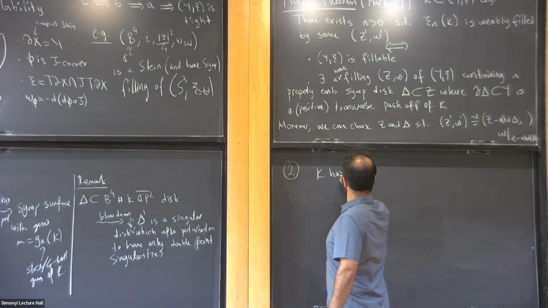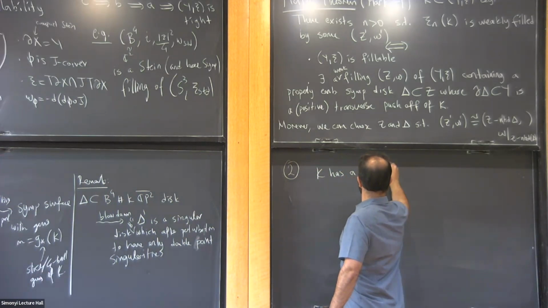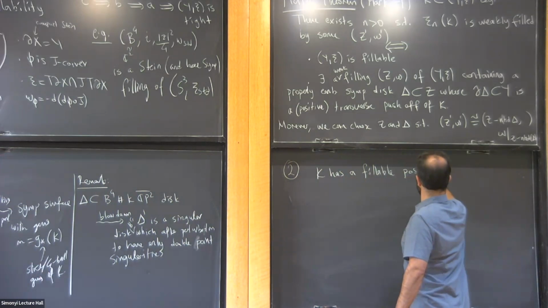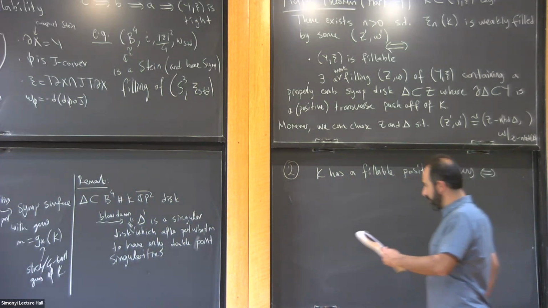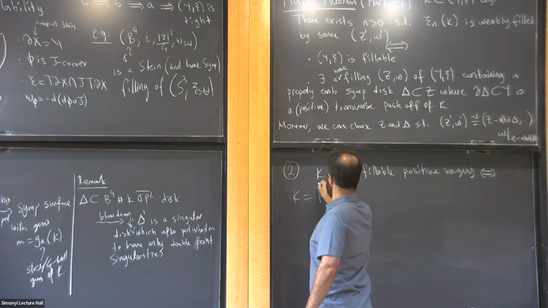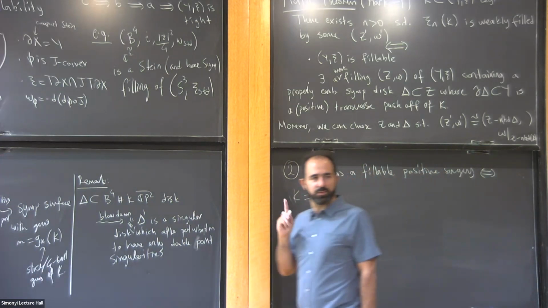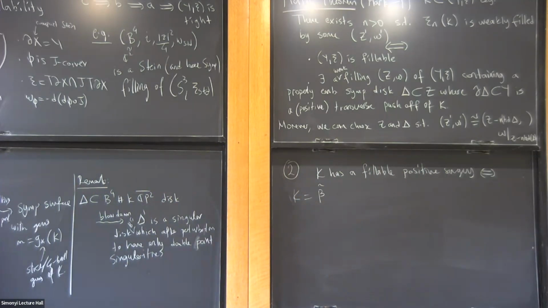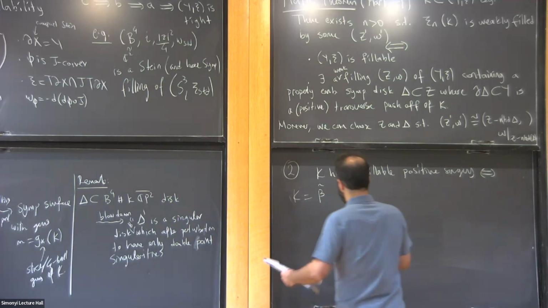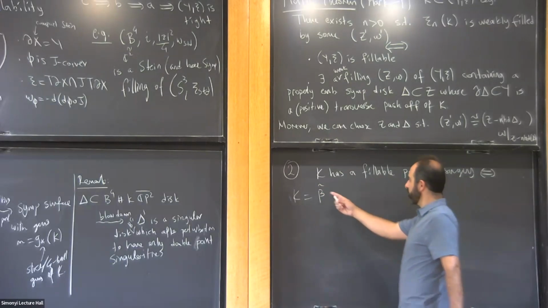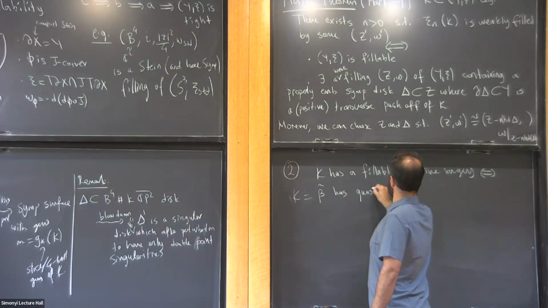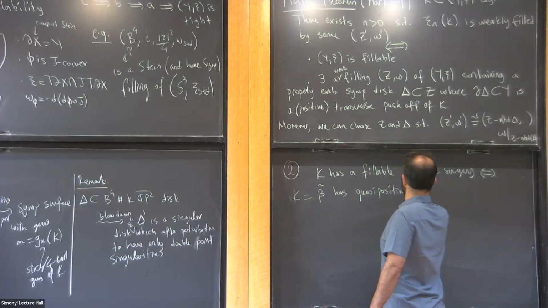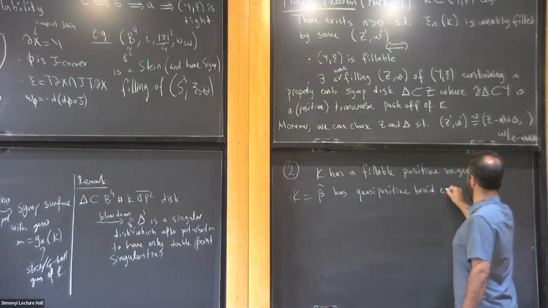K has a fillable positive surgery if and only if K is of the form of a braid closure for some quasi-positive braid. And of course, there is no sliceness assumption. You must be suspicious. Okay, what about this quasi-positive braid? K is of this form, the closure of a braid which has what's called a quasi-positive braid expression. I guess this much is okay still.